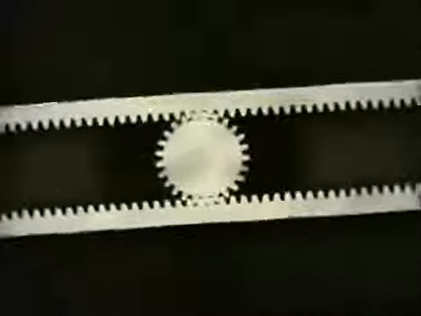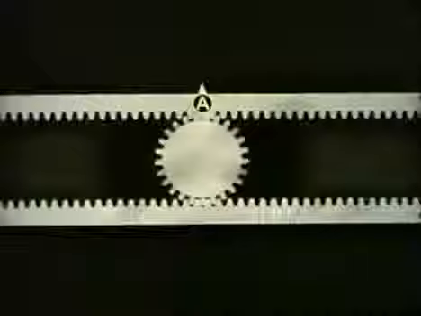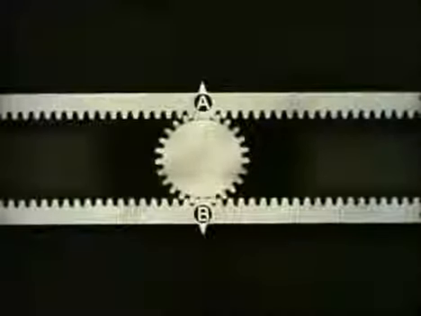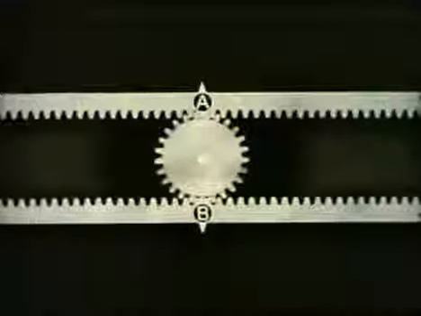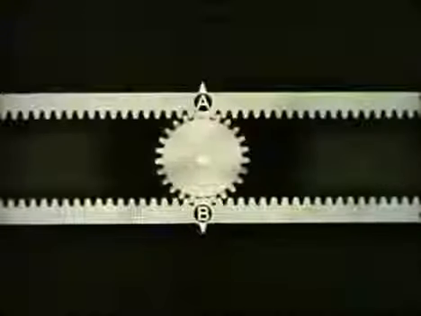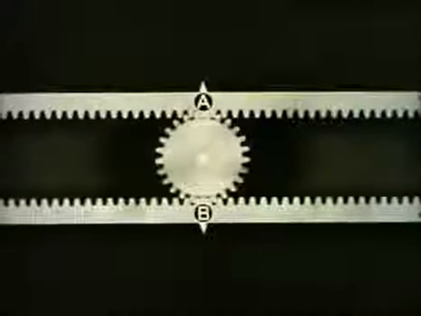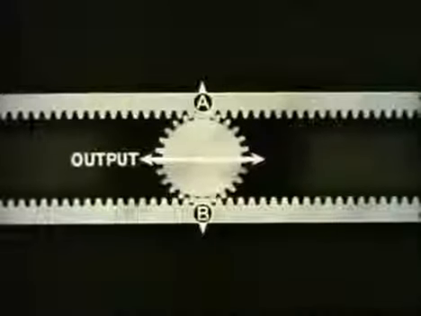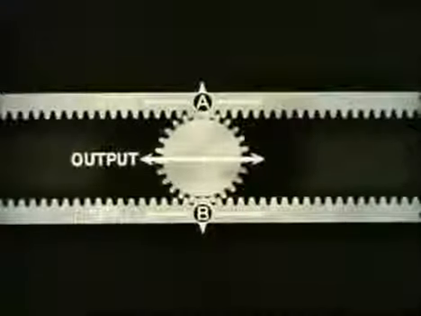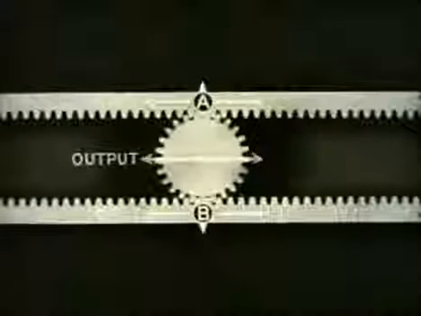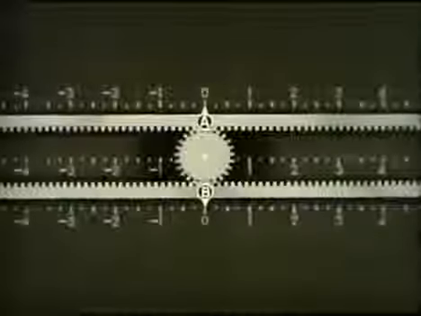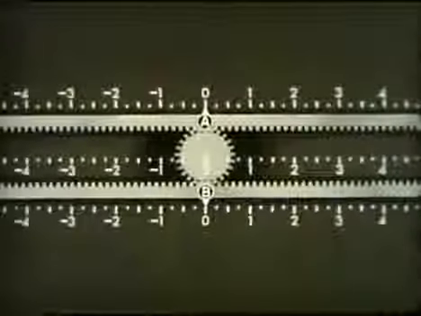Either rack A or B or the pinion may be used as the output. The other two parts then are inputs. We'll use the pinion for output, the racks for inputs. Now let's examine the mechanical action. Motion will be plus or minus, measured with reference to the 0 point.